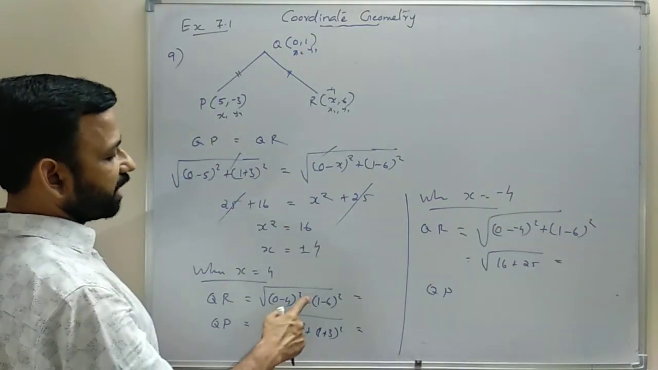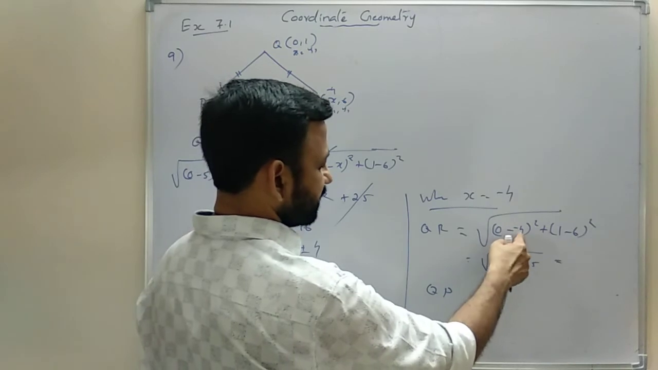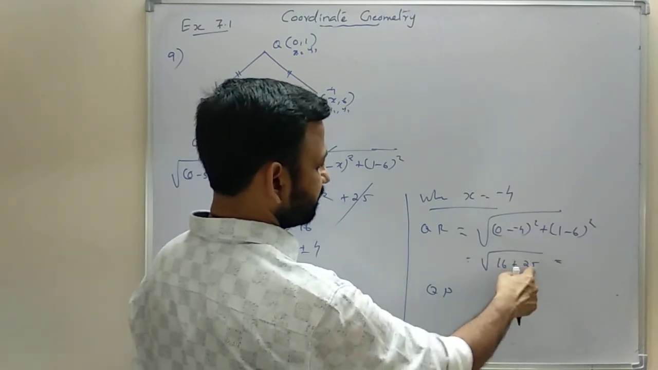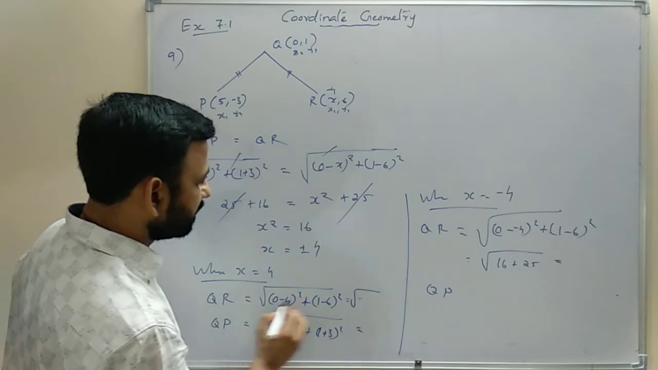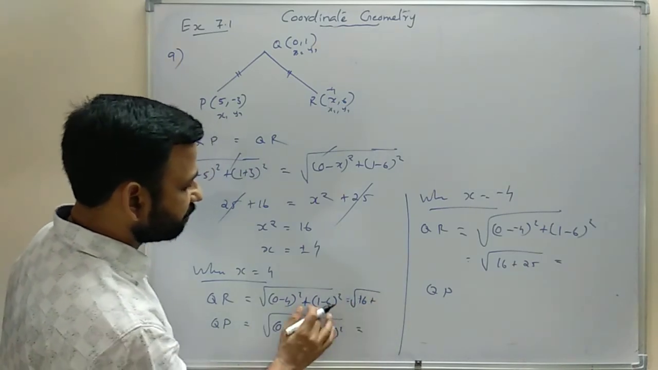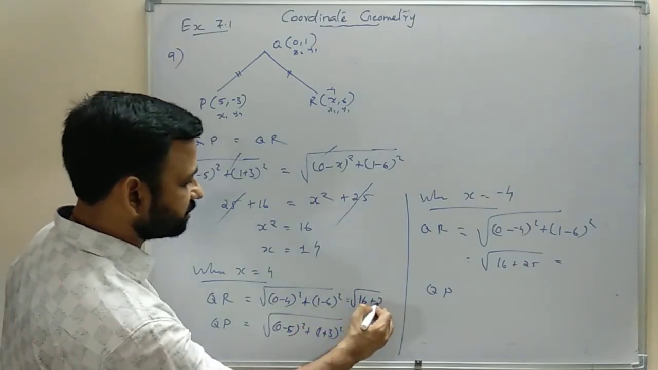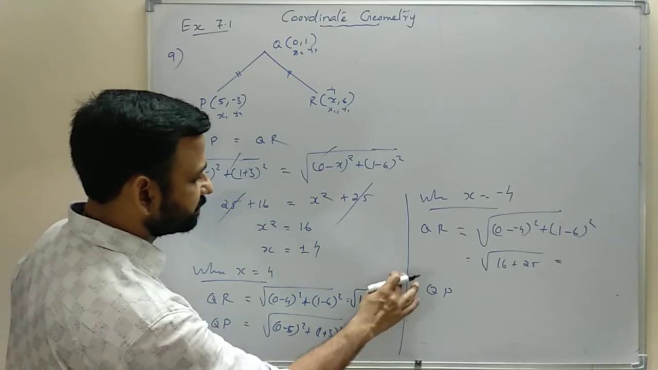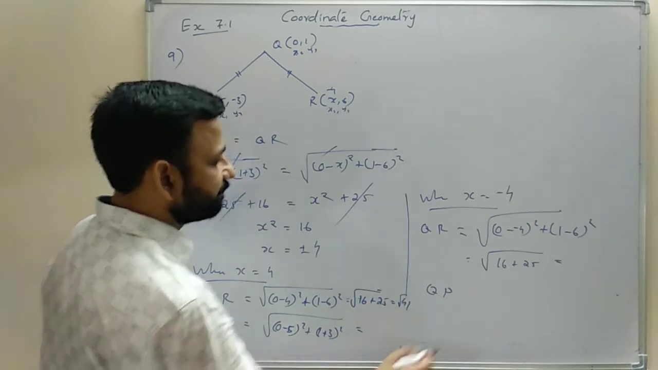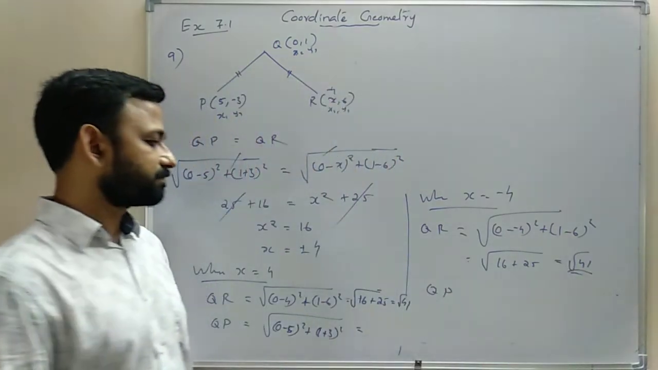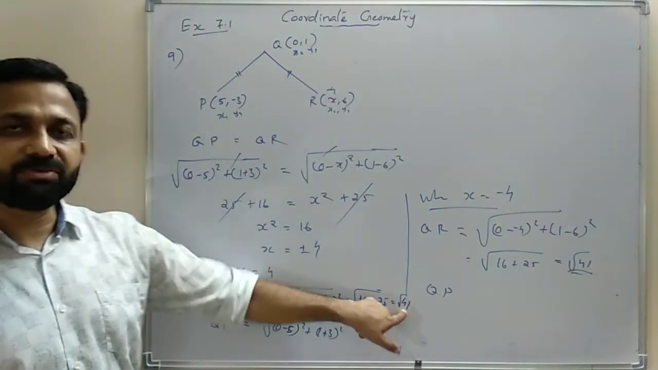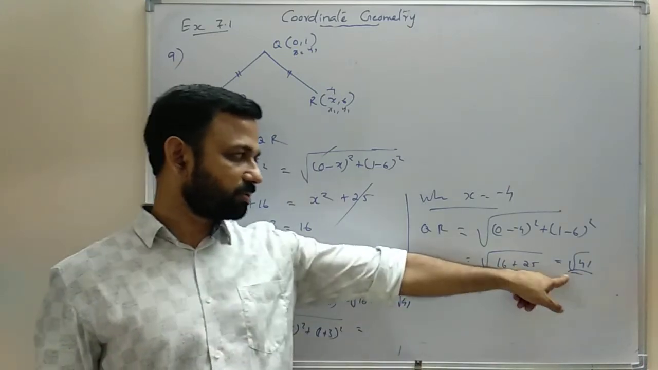Then QR will be 0 minus 4, that is 0 plus 4, that is 16 plus 25. But the final answer will be the same here. So here also 4 square, that is 16, plus 1 minus 6, that is minus 5, that is 25. And here square root of 41, and here also square root of 41. So the final answer will be the same, square root of 41, square root of 41.